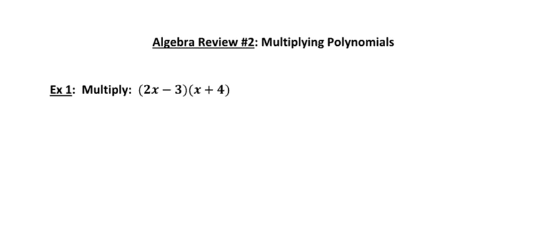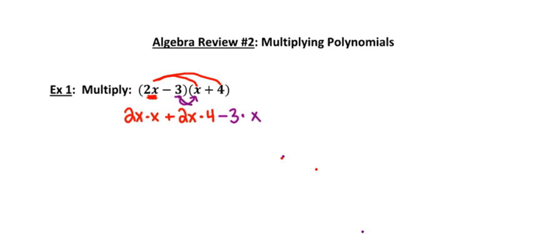In example one, they want us to multiply the binomial 2x minus 3 times the binomial x plus 4. And in order to do this multiplication, it's going to involve a fancy form of the distributive property, because we have to multiply the 2x in the first parentheses times each of the terms in the second parentheses. So we have to multiply the 2x times the x, and we also have to multiply the 2x times the 4. Likewise, we have to multiply the minus 3 times the x, and the minus 3 times the 4.